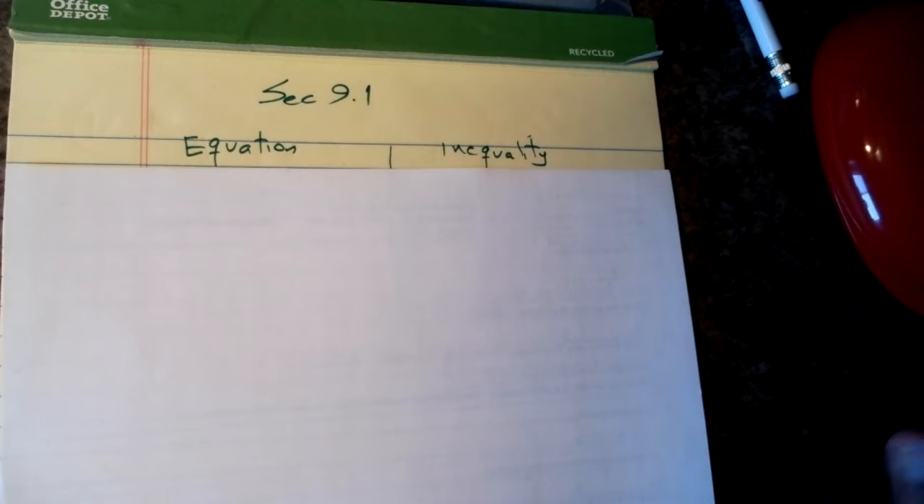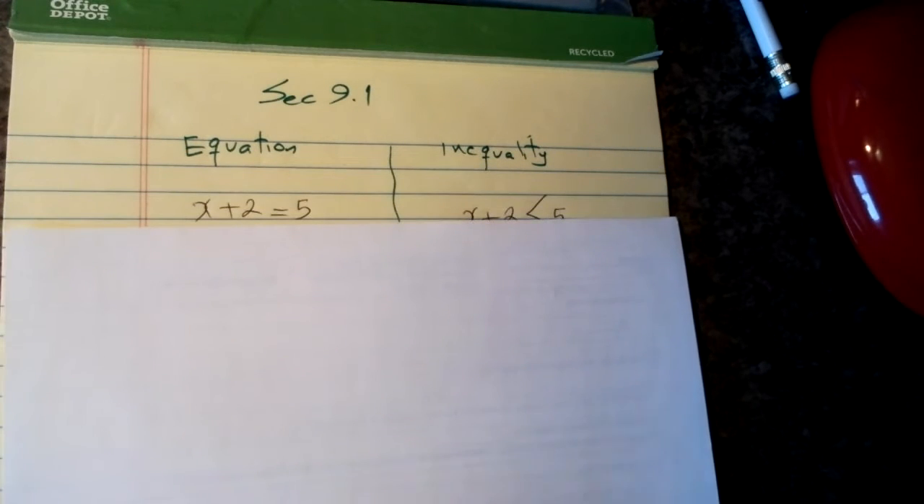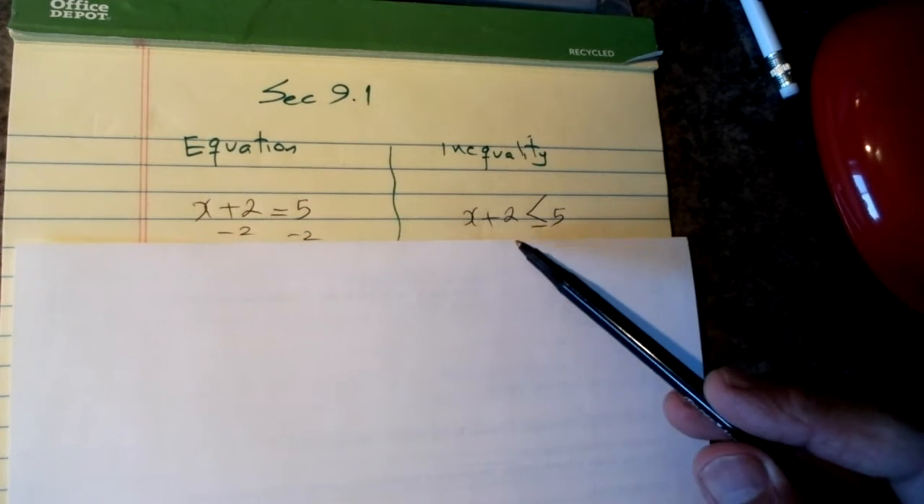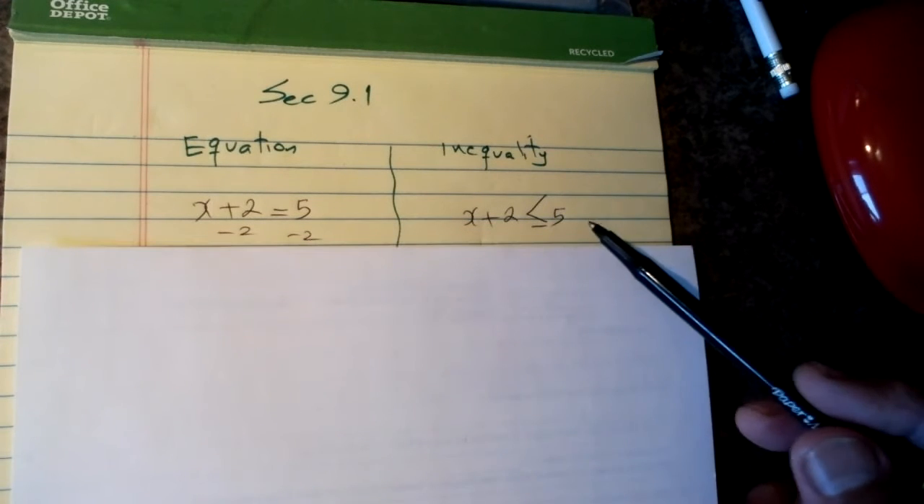Chapter 9, Section 9.1. In Chapter 9, we need to talk about inequality. First, I want to make sure you understand the difference between inequality and equation. Let's look at one simple example. On the left, the equation x plus 2 is equal to 5, and on the right side, I have the inequality x plus 2 less than 5. See, what's the difference?